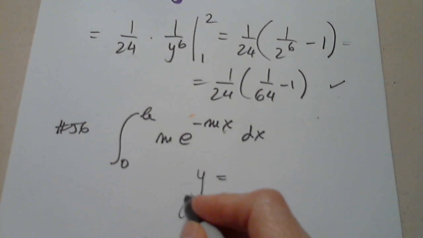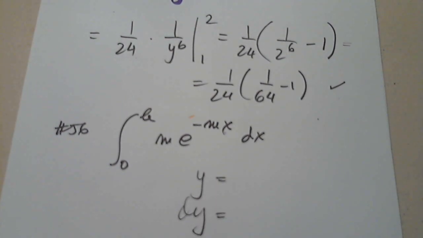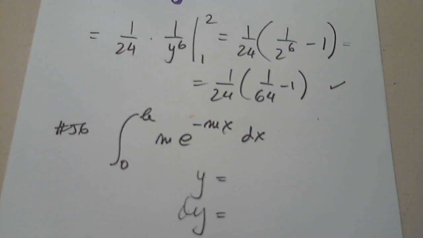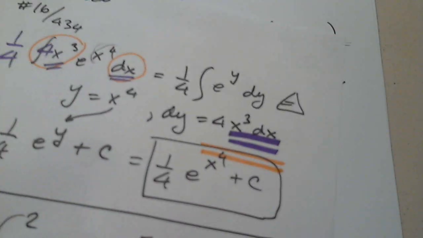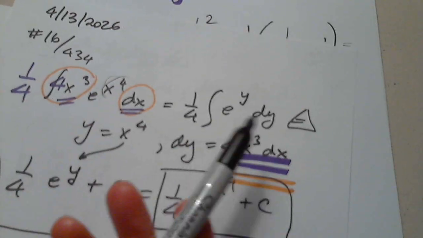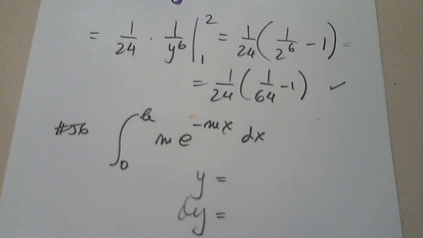We need y, and then we need dy. Exactly the same thing we did with our example from the beginning. It's just that this was an indefinite integral, and now we have a definite integral. Same idea.